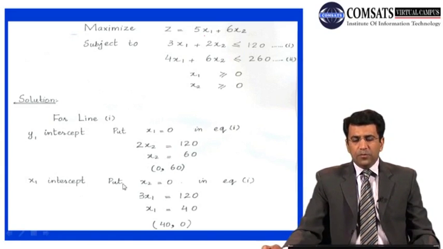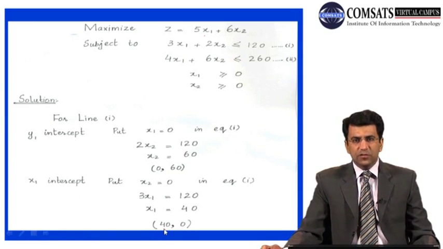Then again we will put x2 is equal to 0 in equation 1. Then the equation becomes 3x1 is equal to 120, and finally we will get the value of x1 is equal to 40. So we get another point, that is (40, 0), where the x coordinate is 40 and the y coordinate is 0. So in this case, we just put the values of the decision variables, x1 and x2, one by one equal to 0, in order to get the two different points.